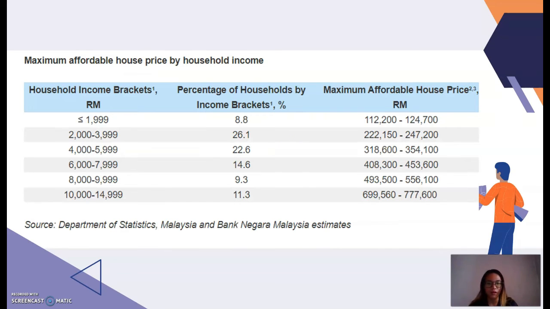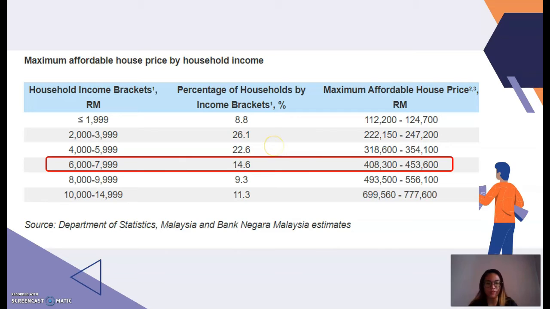And we also see that with 6,000 of household income, we can still manage to own a house that is priced between 408,000 to 455,000. But in our case study, we targeted a house in Alam Damai, which only costs 315,000. So theoretically speaking, Alam Damai is rather affordable to us.